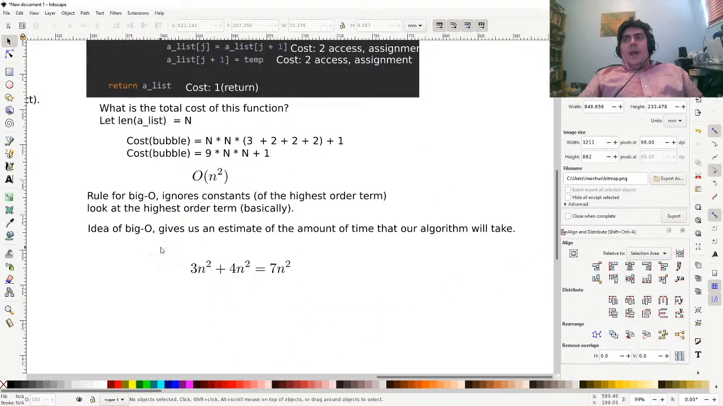So basically, if you have something that has a square on it, and you have something else that has a square on it, and then you just add them together, and that'll get you the highest order term. Big O ignores the constant on this, so this is also O of n squared.